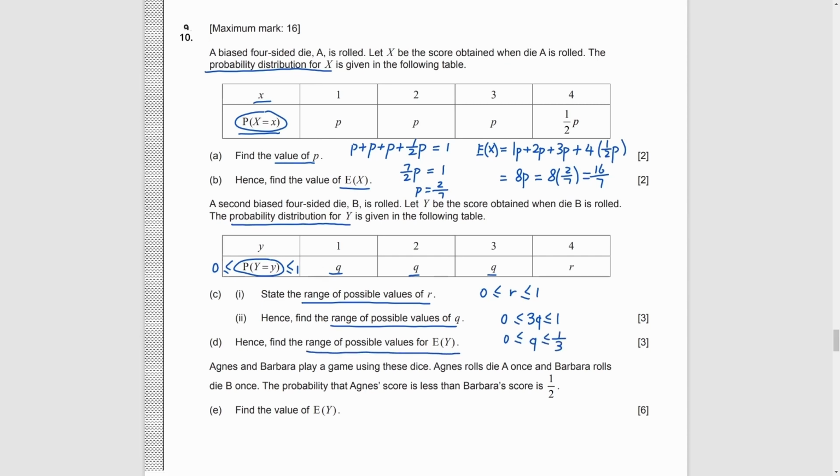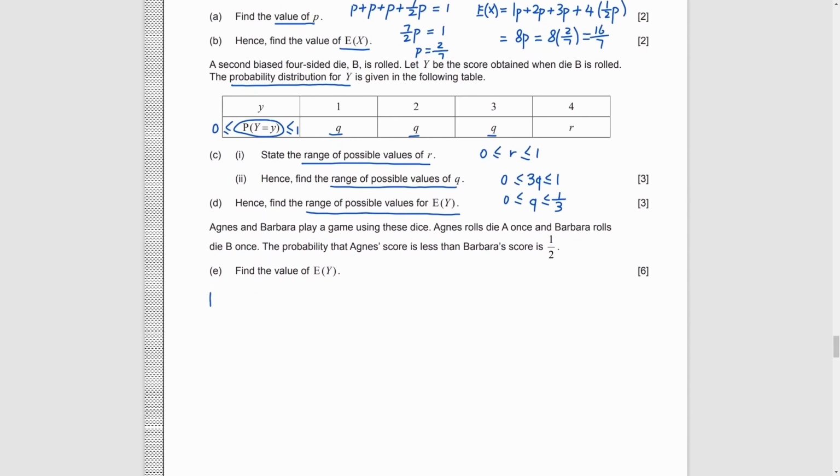Part D, we want to find the expected value of Y. Similar to Part B, we add all the values multiplied by their own probabilities together, and we get 6Q plus 4R. Then we are stuck, since there is no way for us to tell the range of EY. What should we do? Here is always the trick of probability questions in IB. As I mentioned in Part A, the probabilities of all the situations added together must be 1.